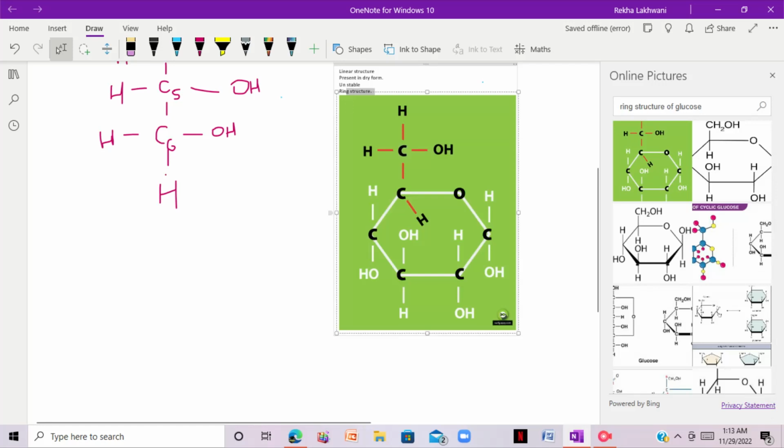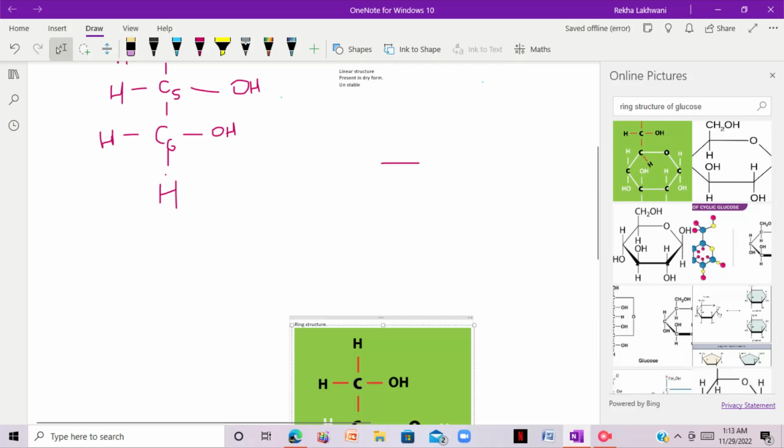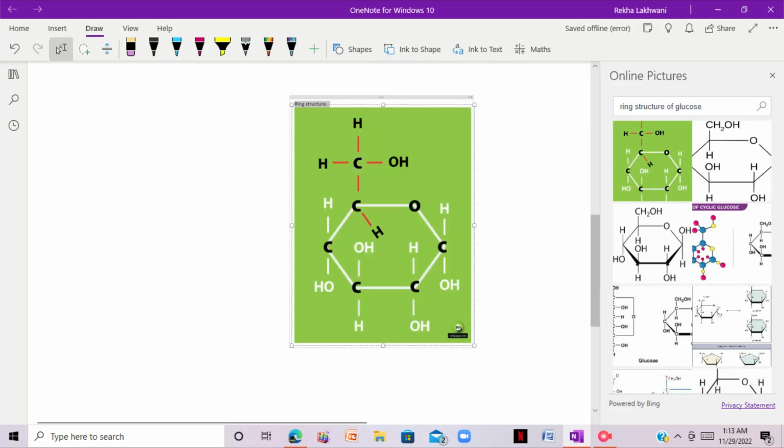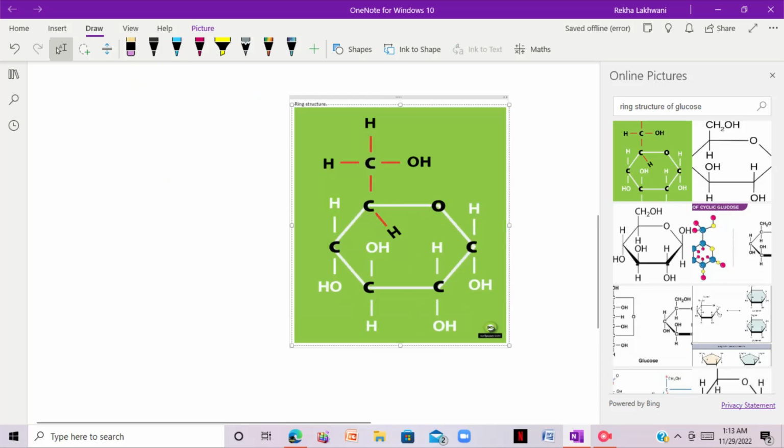Actually, in the linear structure, the cleverness is in carbon number 5. The OH of carbon number 5 goes to carbon number 1 and reacts with the double bond of the oxygen, forming a bond with carbon number 1. That's why the ring forms. This ring is known as the pyranose ring.